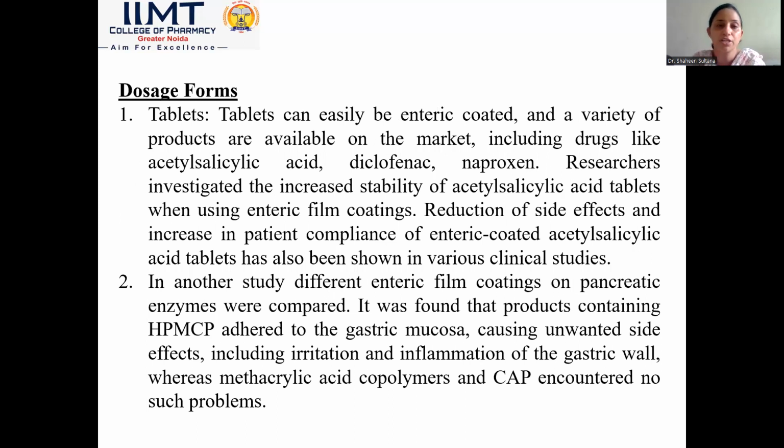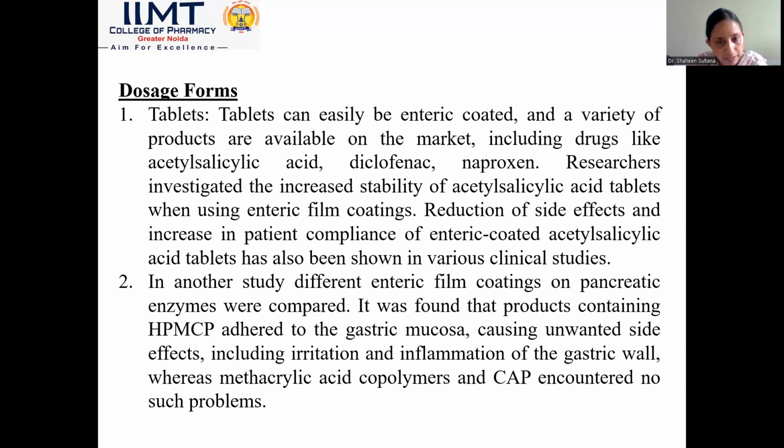Now, what type of dosage form can you prepare? There can be the tablet, an enteric-coated tablet. A variety of enteric-coated tablets are available in the market. Researchers found increased stability of acetyl salicylic acid tablets when the acetyl salicylic acid was enteric-coated. If there is high stability, there will be a reduction of side effects and increased patient comfort.